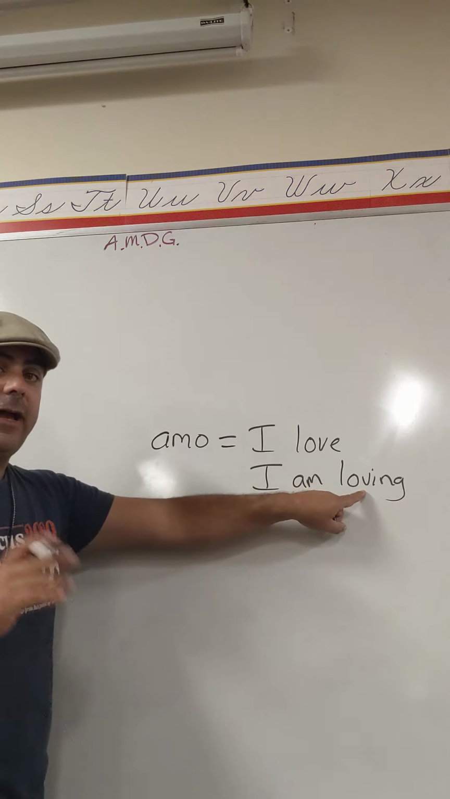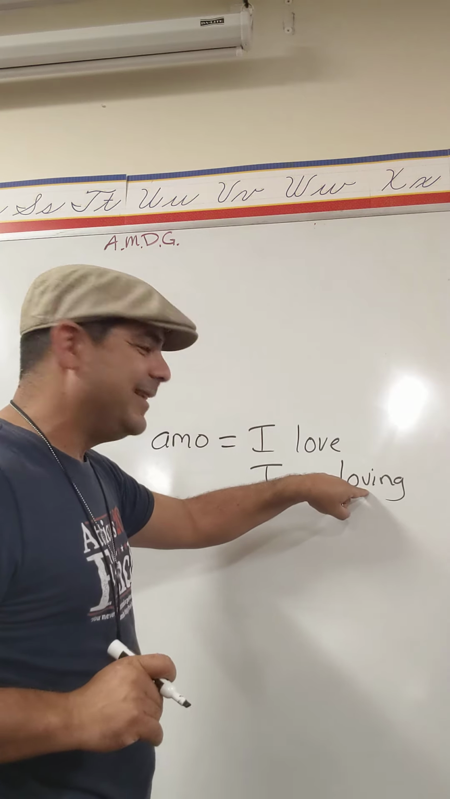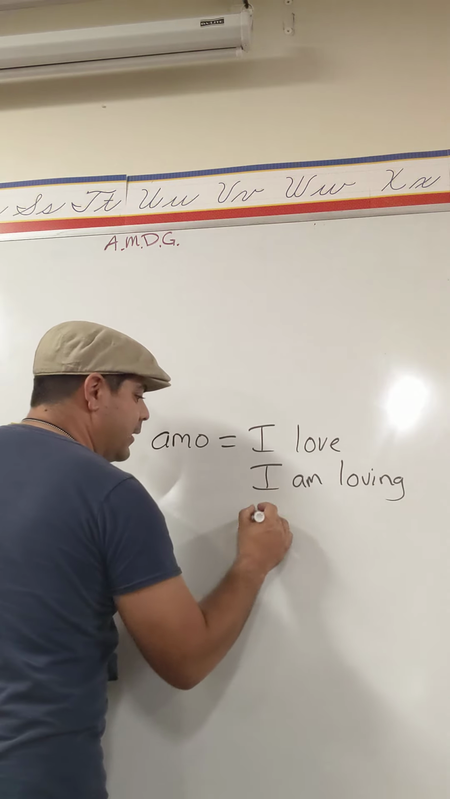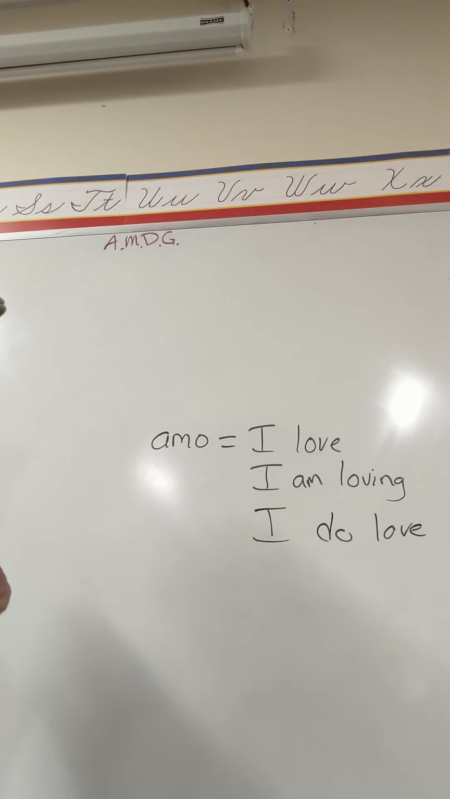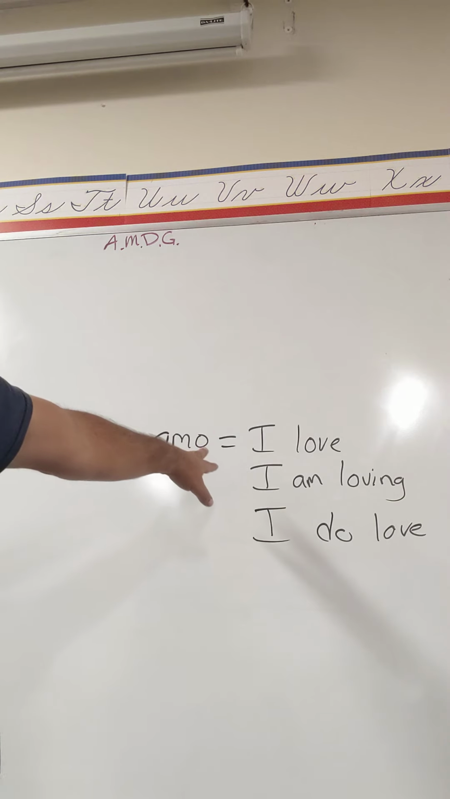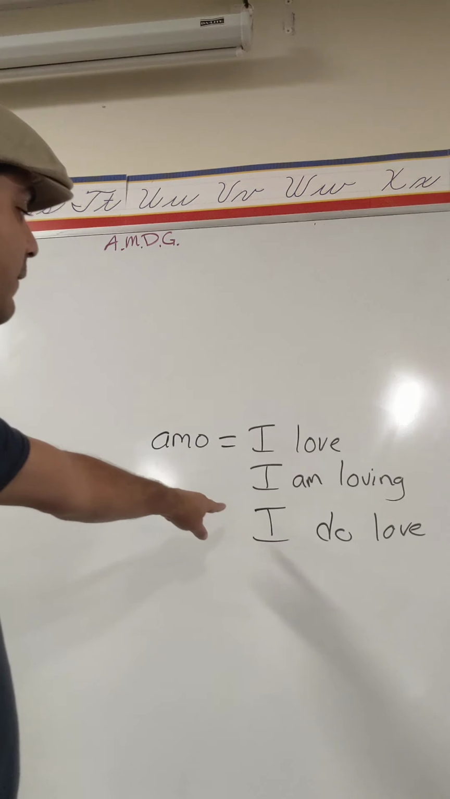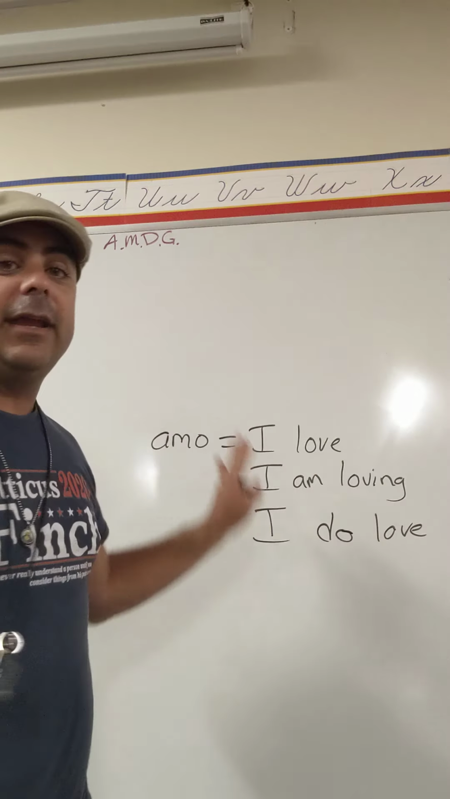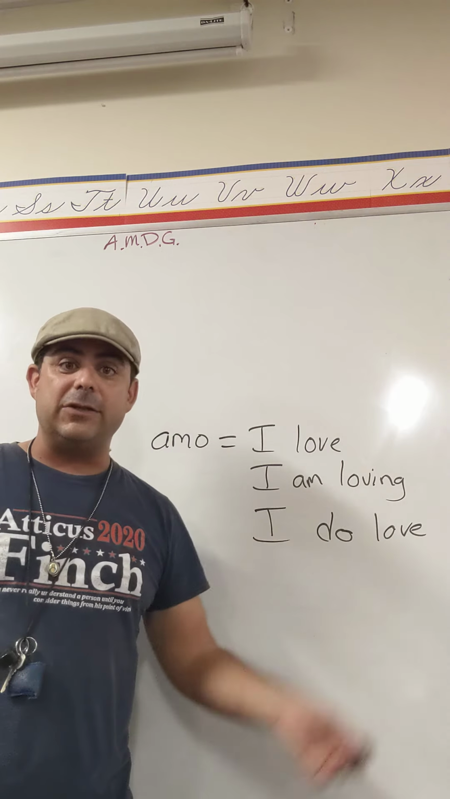So this is still the, like I'm loving it, like the, what did I say? Not Burger King. What is that? McDonald's, I'm loving it. So I love, I am loving, and I do love. So again, unless the homework asks you specifically to use the simple present, the progressive present, they call it progressive present, I learned it as present progressive, or I do love, the emphatic, like I really do love. Unless the homework tells you to do that, then you can pick any one of these for your translation, and that is perfectly fine. That will get you full credit.